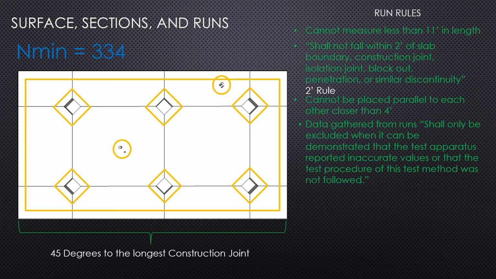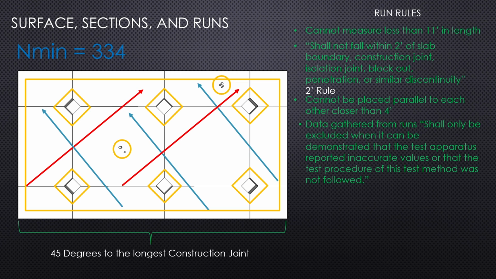Step 2. So long as the runs are configured at 45 degrees to the longest boundary, and you gather the proper amount of z values to have enough to satisfy the amount required by n-min, then you are free to position the runs uniformly and at lengths greater than 11 feet, in keeping with the 2-foot boundary rules. So in this case, we know n-min is 334 for this particular section, and we can place our runs like this.